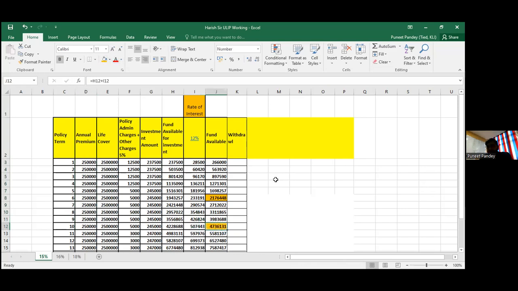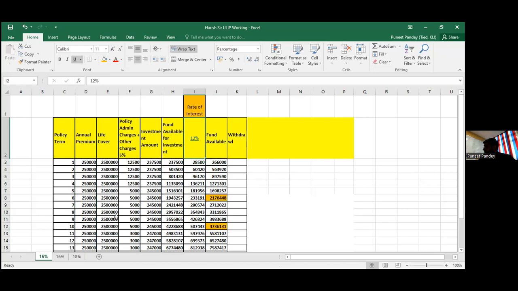Can you see, sir? After 5 years, it has become 21 lakh rupees. He paid 12 lakh 50,000 rupees and his fund becomes 21 lakh 76,448 at the rate of 12%. Any doubt in this to anybody?